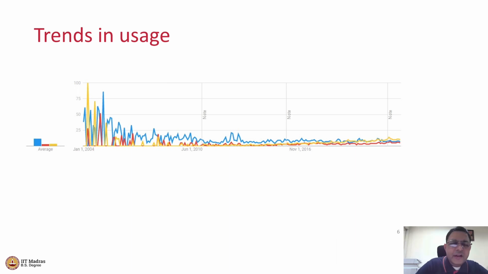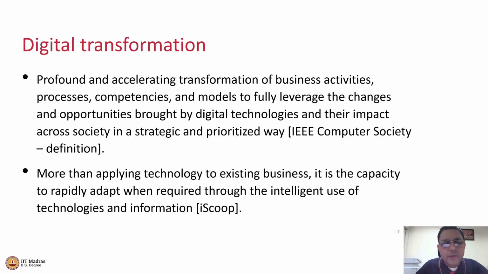So what is digital transformation? Let us take a look once again at the formal definition. Let us start with formal definitions. This is the definition from IEEE. It says a very profound transformation of business activities, processes, competencies, and models.